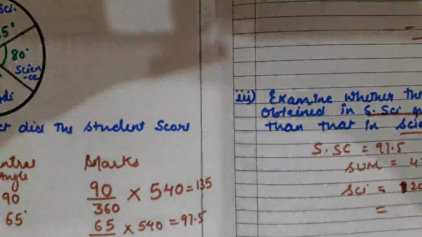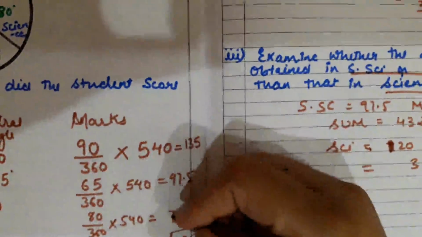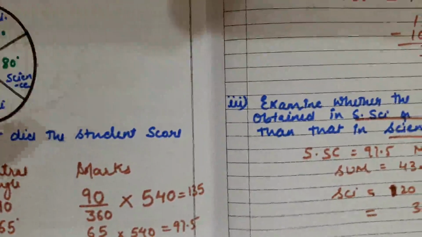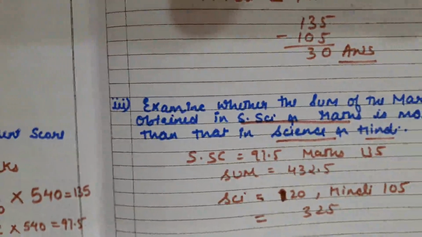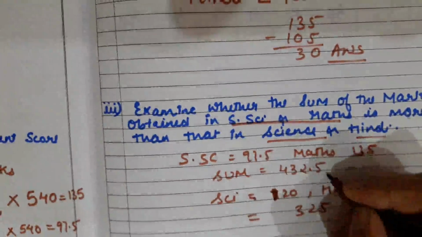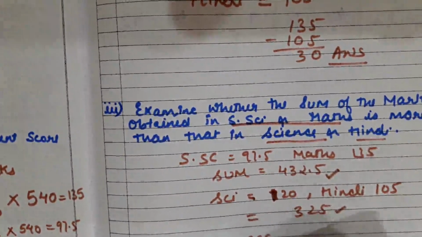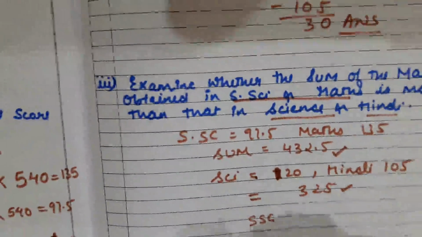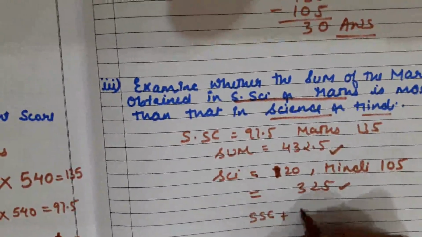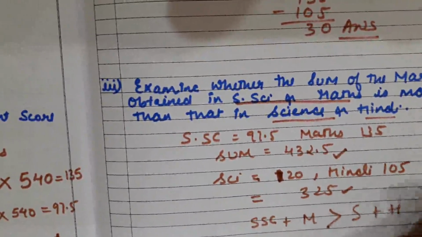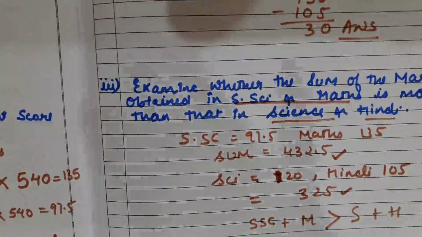So here is also one mistake. Instead of 720 it is 120. Correct this thing. So let's do the comparison. This sum is more than this. So obviously the social science plus maths combination is more than the science plus Hindi combination. In this way you can solve the question.